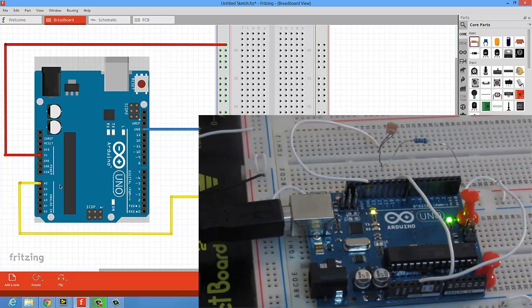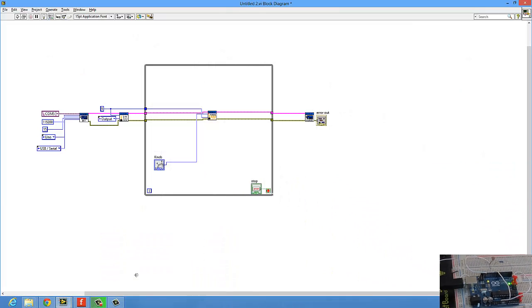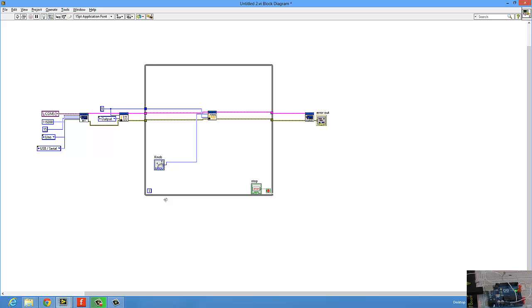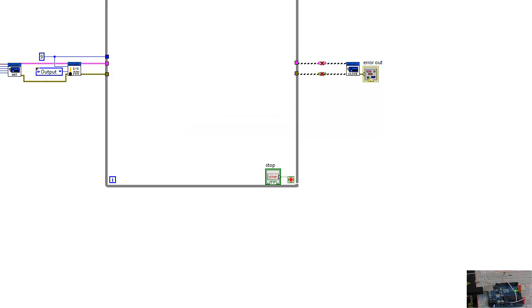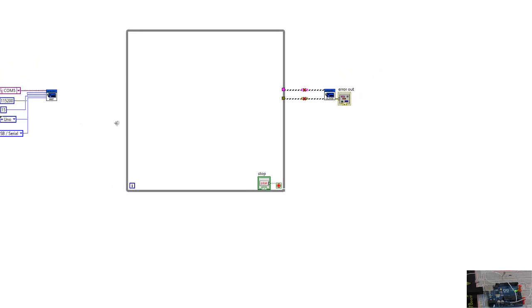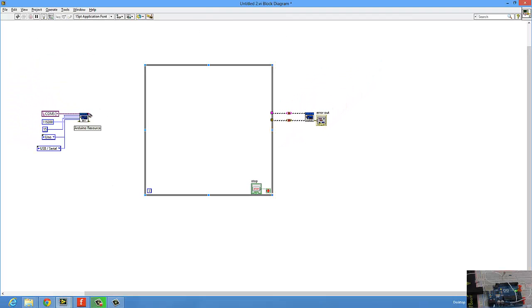Let's go back to LabVIEW. So maximize here. When I left you last time, I was doing analog write PWM. None of that is needed right now, so let's remove all these wires because they are not needed anymore. Delete this. Connect it here again, and this one again.